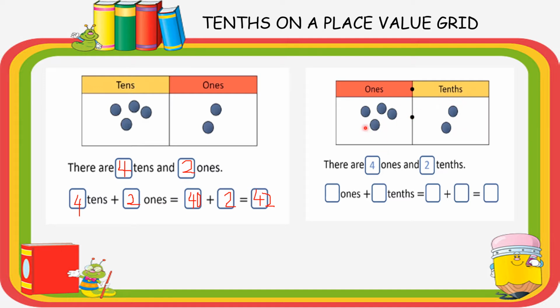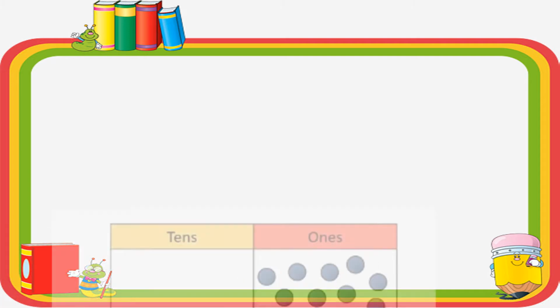So there are 4 ones, as you can see, 1, 2, 3, 4. There are 4 ones, and how many tenths? 2 tenths. So 4 ones plus 2 tenths is equal to 4 plus 0.2, which is equal to 4.2. Remember, 2 tenths is the same as 0.1 plus 0.1, which is equal to 0.2. So 4 plus 0.2 is equal to 4.2.